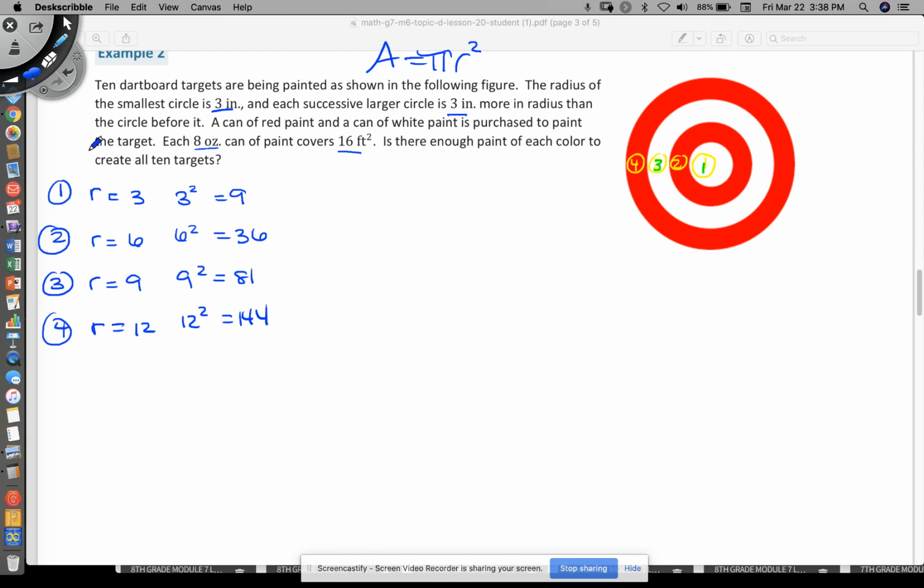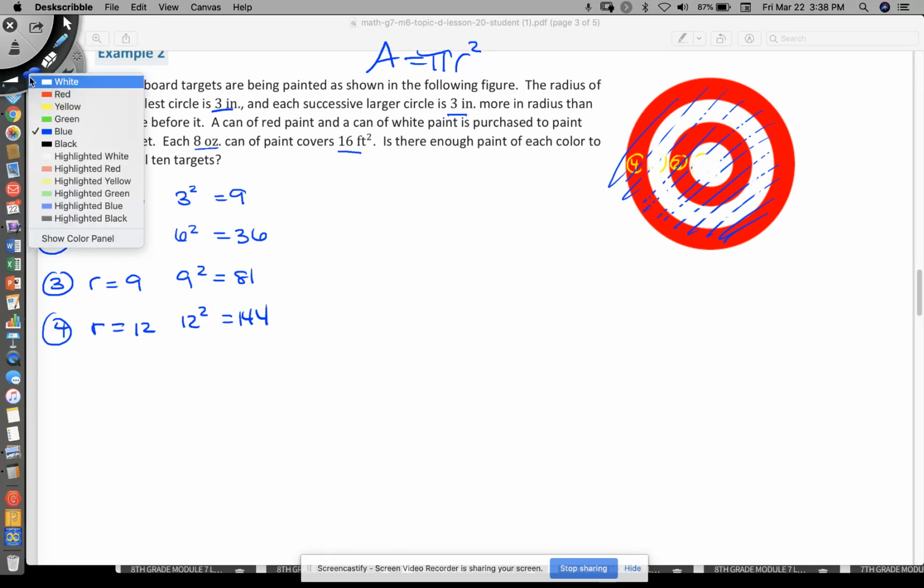So now I'm going to go ahead and find out how much paint is needed. When I say the area is 144, that means this entire thing is 144, all the circle. To find out how much red paint is needed, I have to get rid of all this white space, and this little one in the center as well, just leaving me with the red.